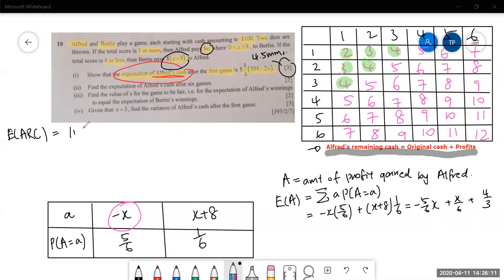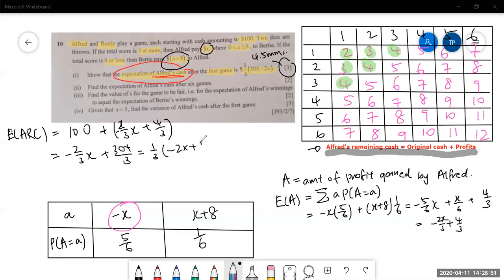So from here, it'll be 100 plus 2 over 3x, because this is equal to minus 2 over 3x plus 4 over 3. So minus 2 over 3x plus 4 over 3, and 100 plus 4 over 3 is 304 over 3, which is equal to 1 over 3 times minus 2x plus 304. And there we go, we got it.